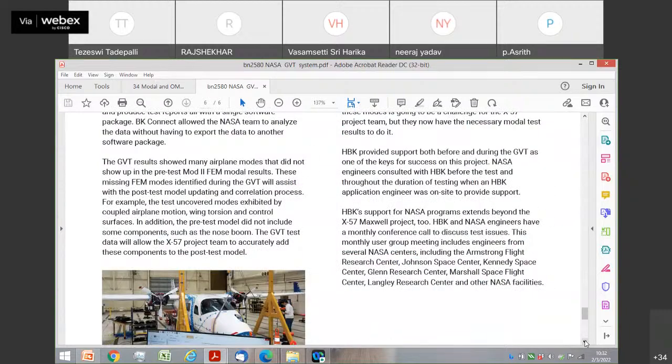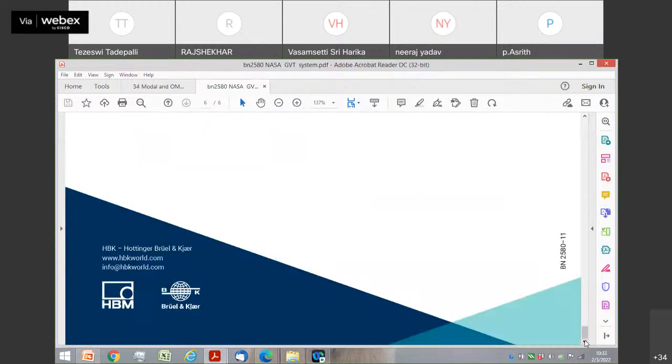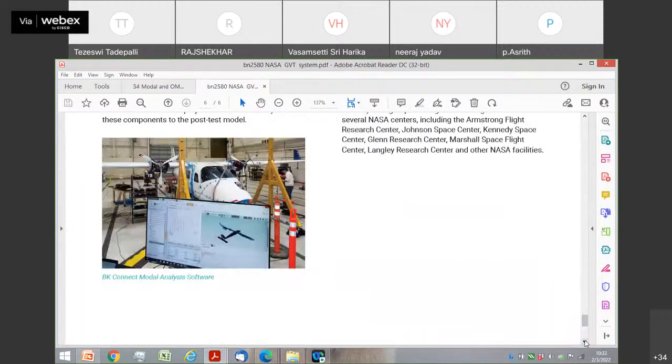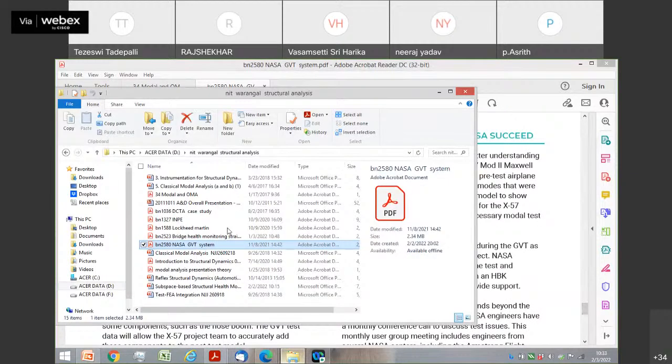You can see very clearly the GVT results show airplane modes that did not show up in the FEM results. Therefore, now you know that there are modes which got missed during the FEA, which came out during the actual GVT process. This is just an example of data that is done during a test study. I will also give you another example of satellite testing.